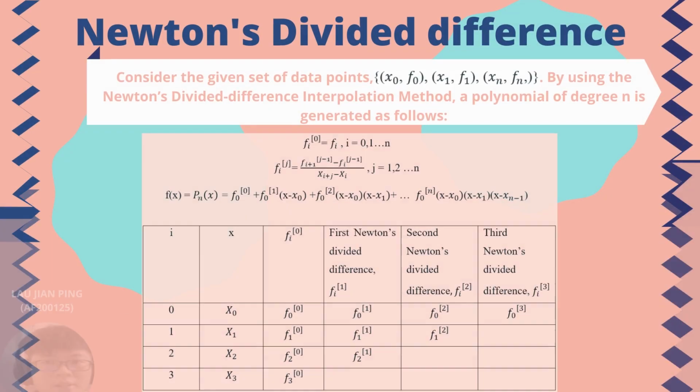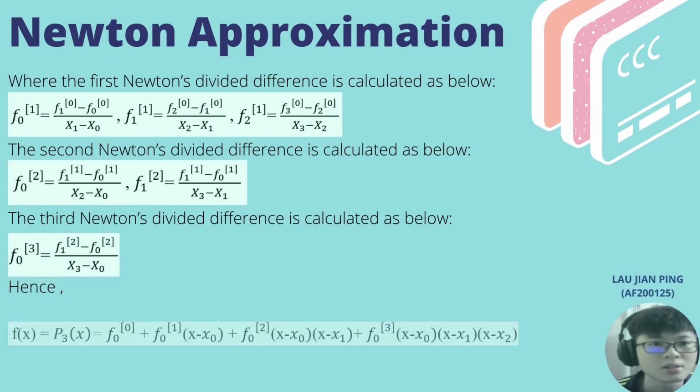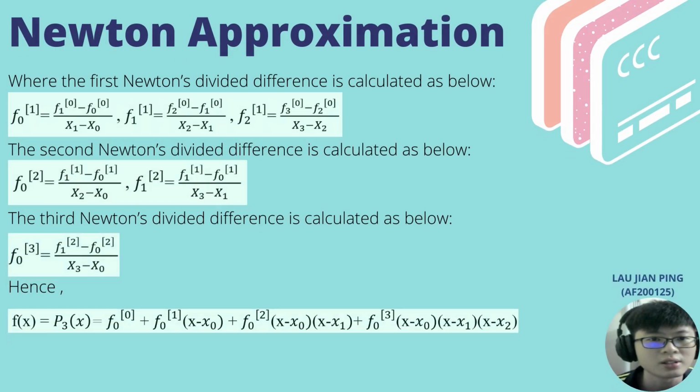For the Newton divided differences, consider the given set of data (x0, f0), (x1, f1), up to (xn, fn). And this is the formula for the Newton divided difference. The first, second, and third Newton divided differences each have their own formula, and you can refer to this one.